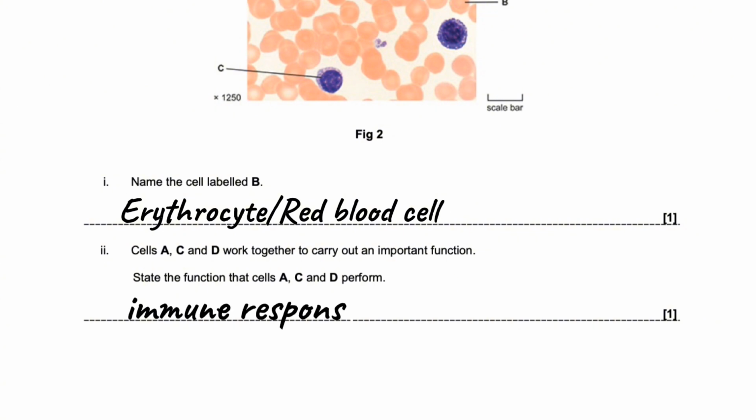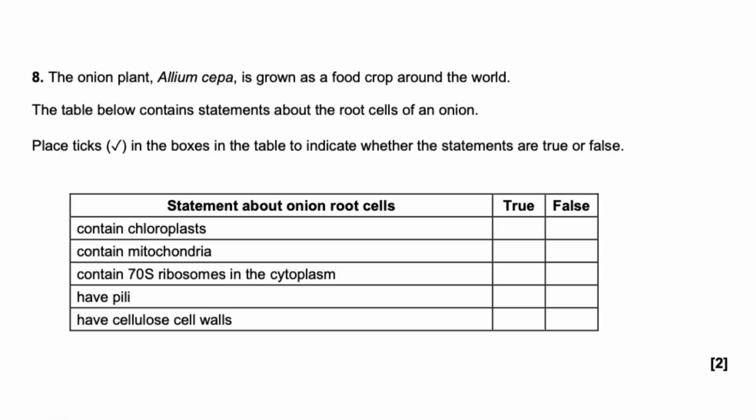This question says, the onion plant, Allium cepa, is grown as a food crop around the world. Place ticks in the boxes in the table to indicate whether the statements are true or false. Statements about onion root cells: contains chloroplasts, contains mitochondria, contains 70S ribosomes in the cytoplasm, have pili, have cellulose cell walls. This is a root cell.